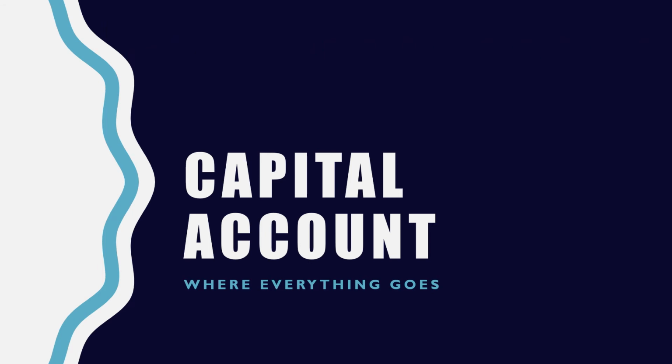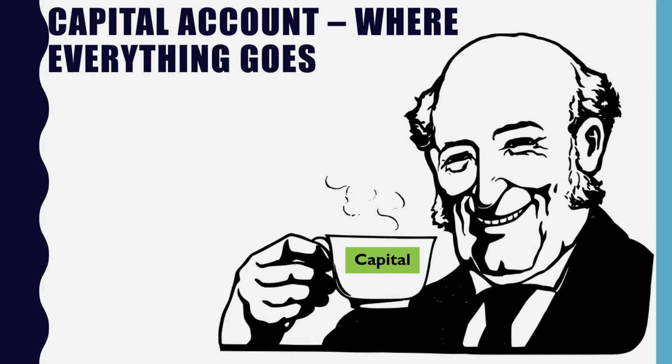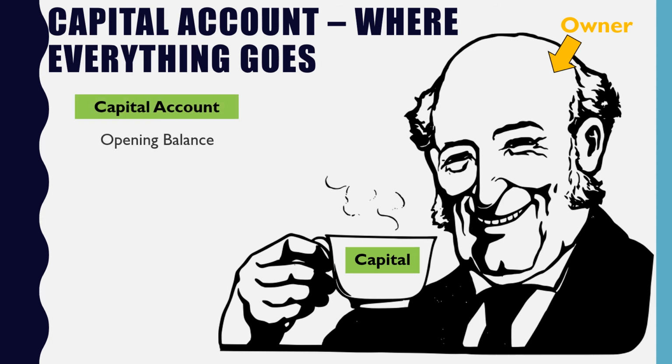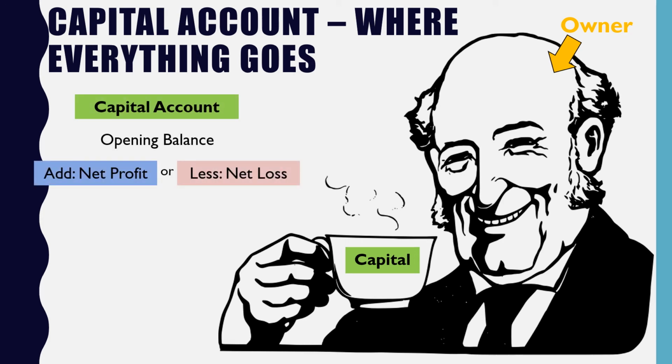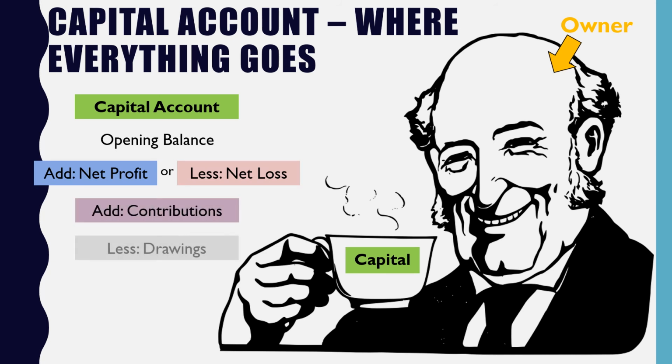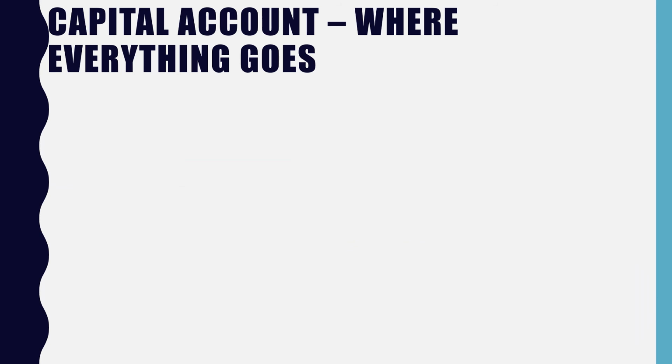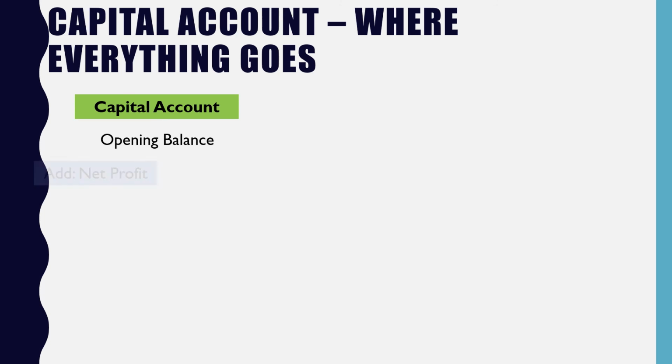So from what we have been doing, we can see that the capital account is where everything goes. This man here, he's the owner, and in his hand, he's holding a cup called capital, and this represents his entitlements as the business owner. The capital account is made up of any opening balance, add net profits or less net losses, add contributions, less drawings made. Now we're going to look at the entries made that would increase or decrease the capital account balance.